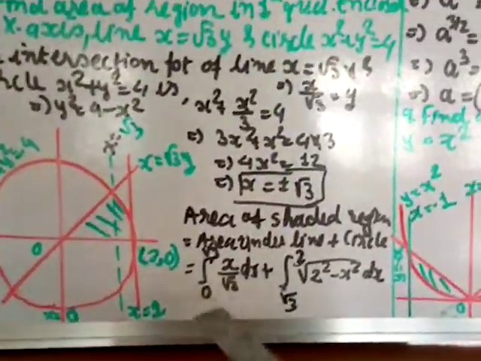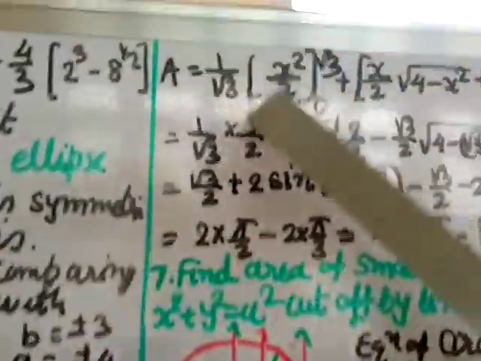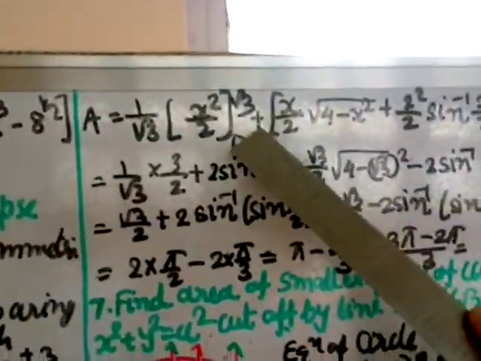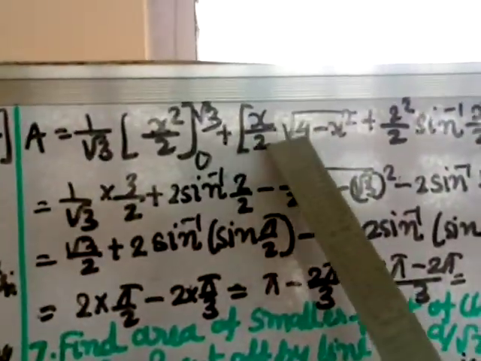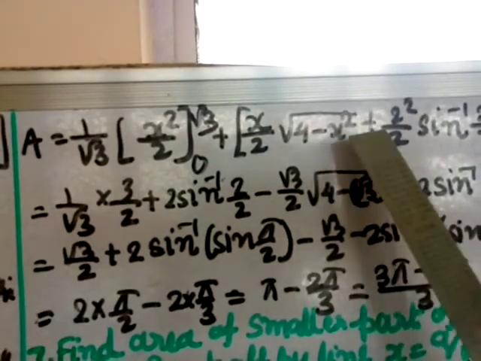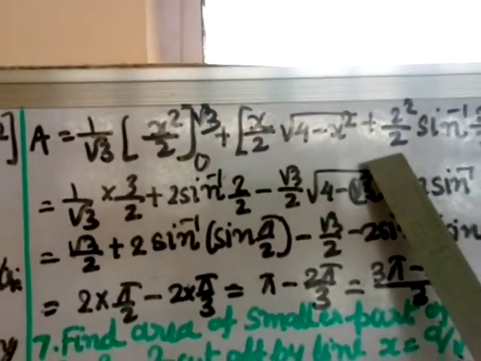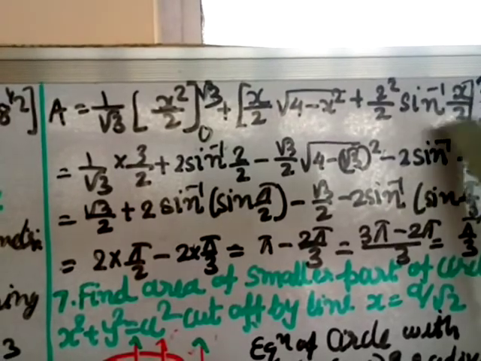Then this x integral: 1 by root 3 can be taken out, and the x integral is x square by 2, with limits 0 to root 3, plus now this integral is the same form, square root of a square minus x square. So I am directly writing x by 2 square root of a square minus x square, that is 4 minus x square, plus a square by 2, so 2 square by 2, sine inverse x by a, that is x by 2, from 0 to root 3 by 2.